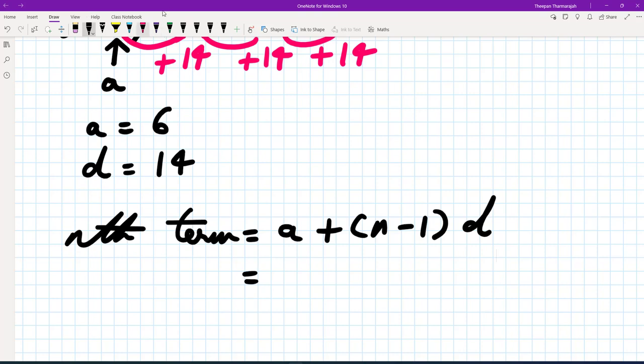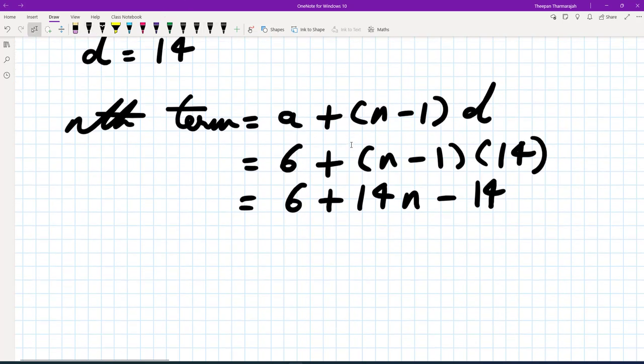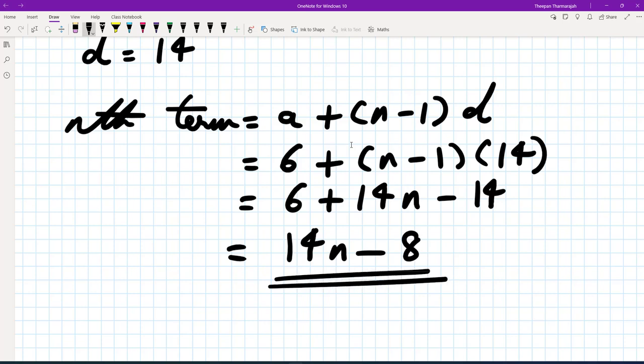Now we're going to sub the values in. We get 6 plus n minus 1 times 14, and that gives me 6 plus 14n minus 14. That simplifies to 14n, and 6 minus 14 is minus 8. So 14n minus 8 is the nth term of our sequence.